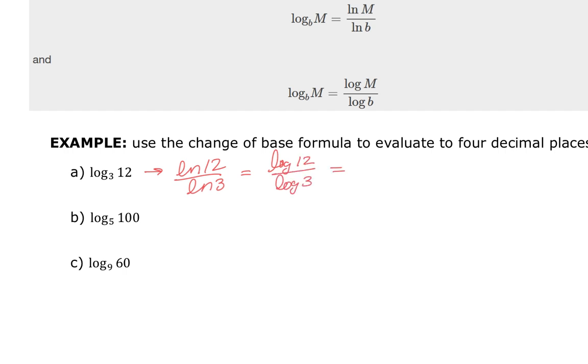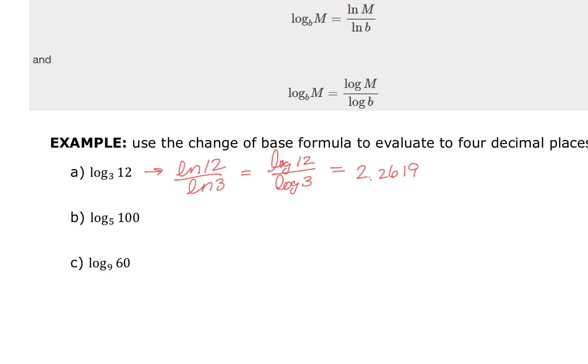I'm going to put that in my calculator. Give me just a moment. So I'm going to use natural log because it's easier. I just like to write it, and it's just less to write. I'm going to do the natural log of 12 divided by the natural log of 3. And in my calculator to 4 decimal places is 2.2619.